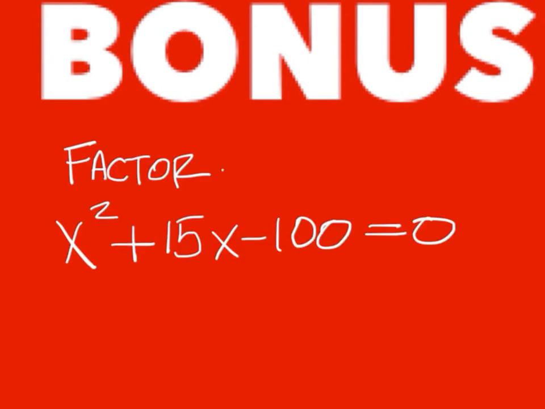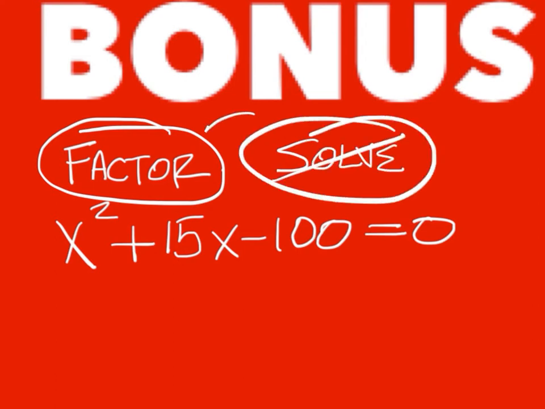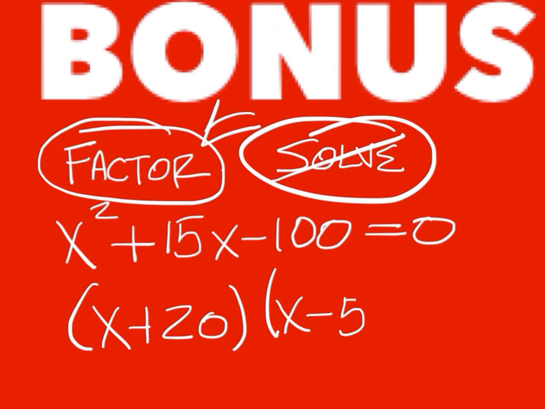The following is a bonus problem for those who have completed the practice problem. For the bonus problem, to factor this, and the directions say to factor, it does not say to solve. It says to factor. It is x plus 20, x minus 5.